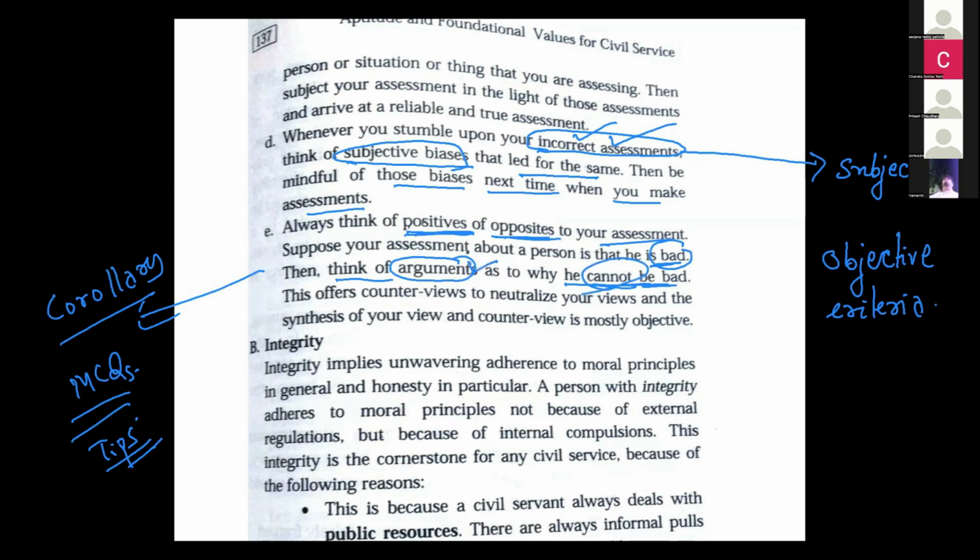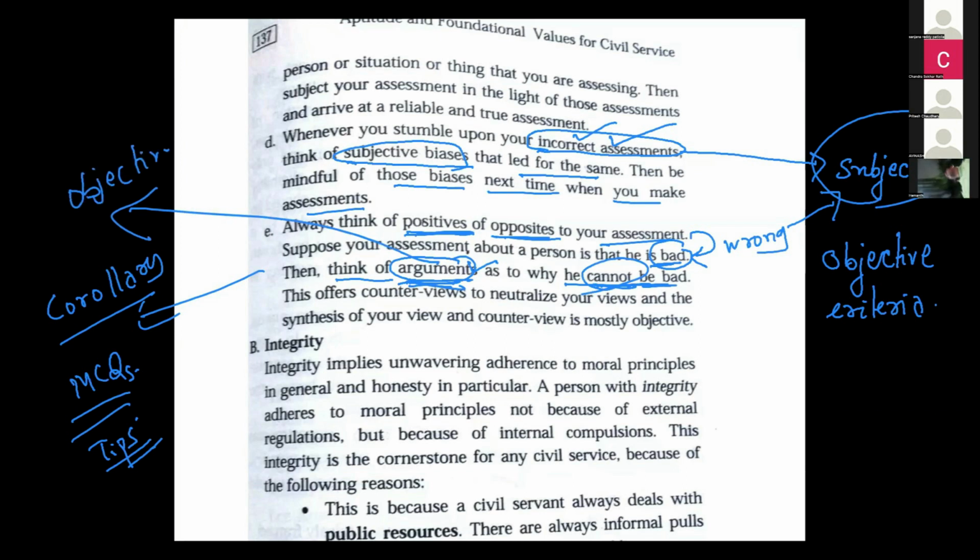And if you get this argument, you will come to know that your assessment that this person is bad was a wrong assessment, because you got an argument which is proving that he cannot be bad. It means your assessment is wrong. How wrong? Because of a subjective thing, because you did it on a subjective basis. Now you are thinking of arguments. When the word argument comes, it is objective, logical, rational. This offers counter views to neutralize your views, and the synthesis of your view and counter view is mostly objective. Okay? Next.